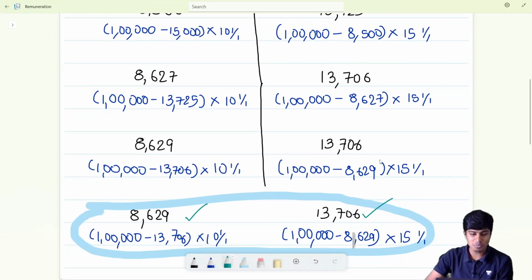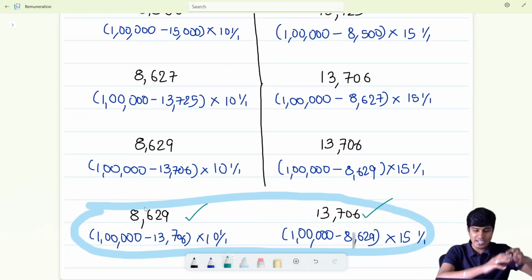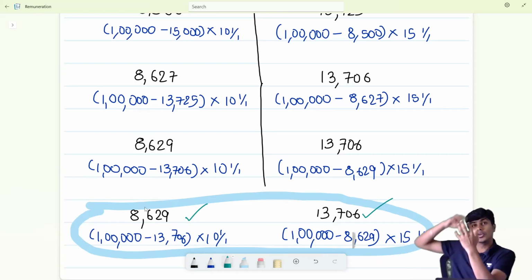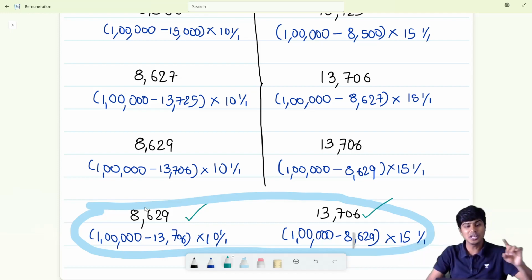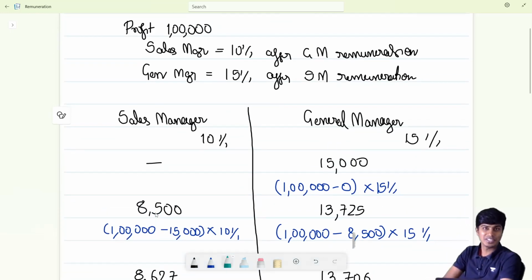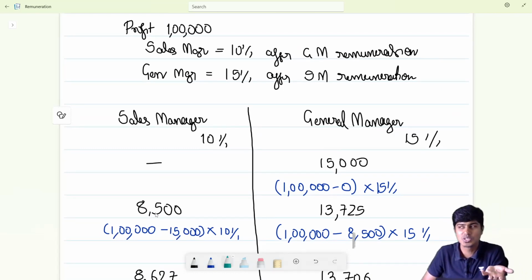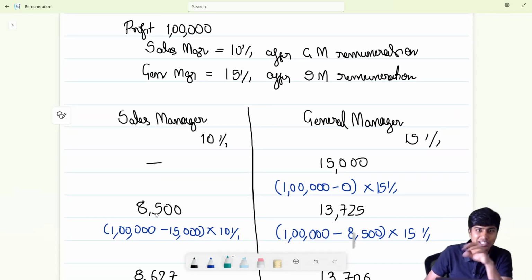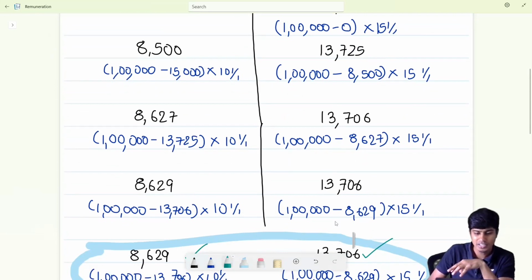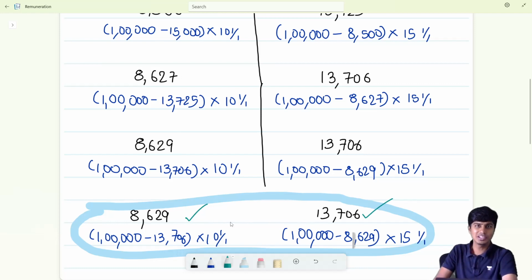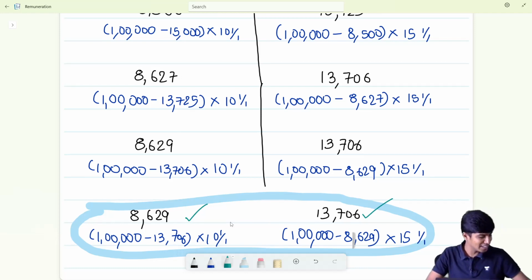So the point at which both match, you take out 1 lakh less 8,629 and then multiply it by 15%, you get 13,706, or you take 1 lakh less 15%, or on the balance you apply 10%, you should get 8,629. So this is how you arrive at the answer. But this is my method, what I call the Ninja Hattori method. I hope you understand that we cannot present the answer this way in the exam. This is just to make you understand logically how it works.